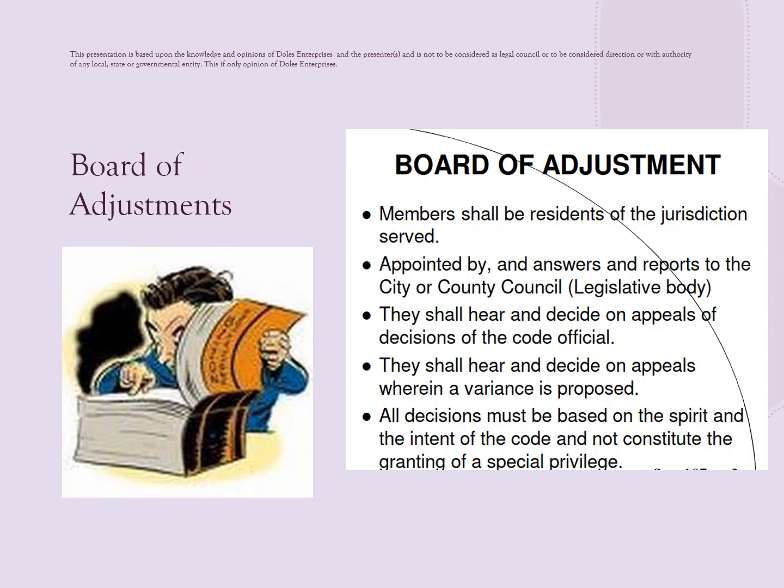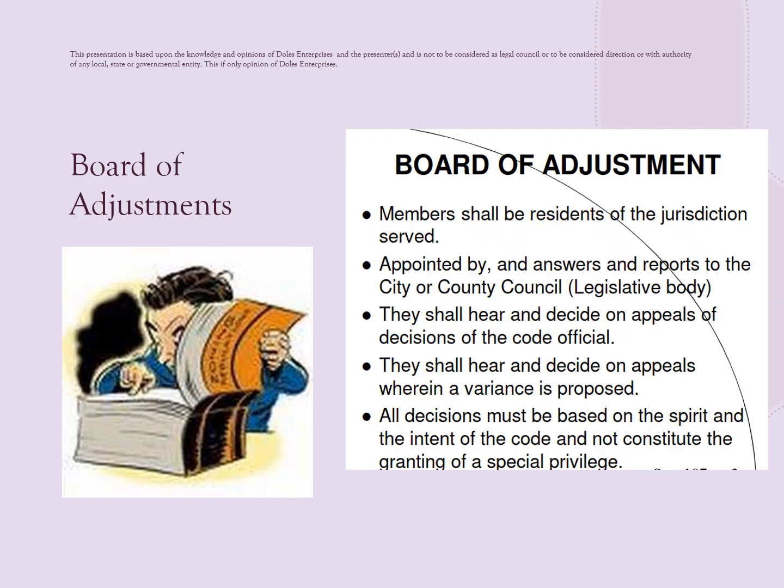As mentioned earlier, we have different names for the same board. In the zoning code, it's the Board of Adjustments and Appeals. Members shall be residents of the jurisdiction served. They are appointed by and answer to and report to the city or county council, the legislative body. They shall hear and decide on appeals of decisions of the code official.